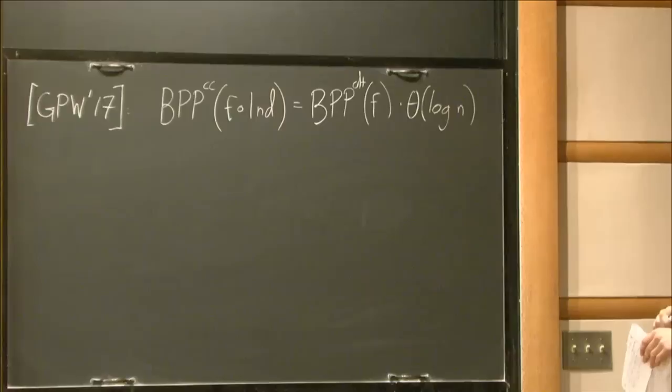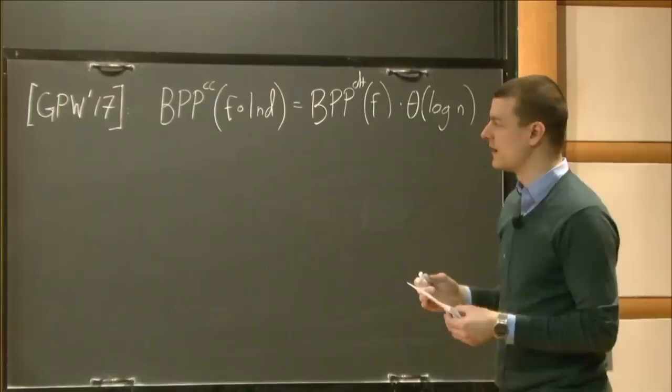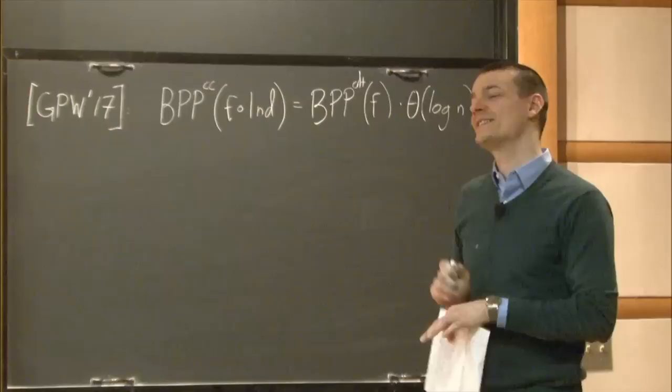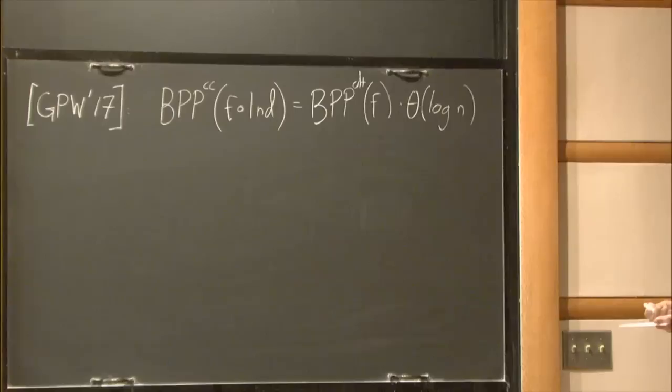What's the quantum analog of a decision tree complexity? I don't know. You query the bits in superposition. No, it's not. Okay, so let me mention.